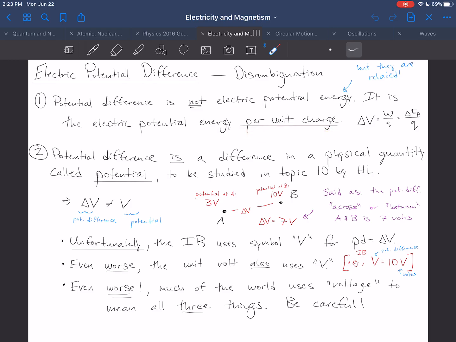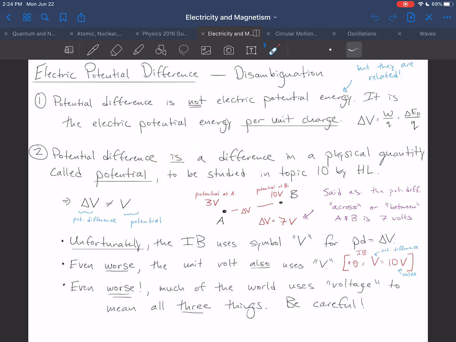So 10 joules per coulomb or 5 joules per coulomb, right? It doesn't tell you anything about how much charge you've got, right? So that's important to recognize, and that's captured in this formula here. It is a difference in a physical quantity called the electric potential, which will be studied in topic 10 by higher level, although not by standard level, okay? So this isn't in the core, and that is a little bit weird. We're dealing with a quantity, it's a difference between two things that we're actually not studying at standard level, okay?